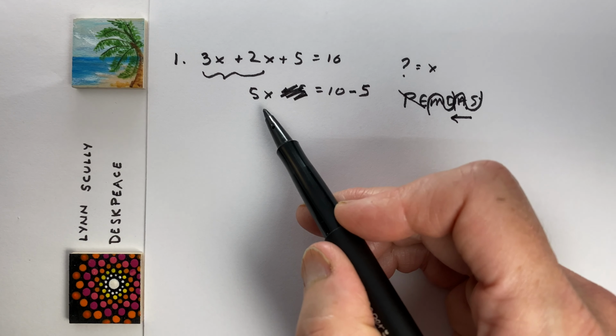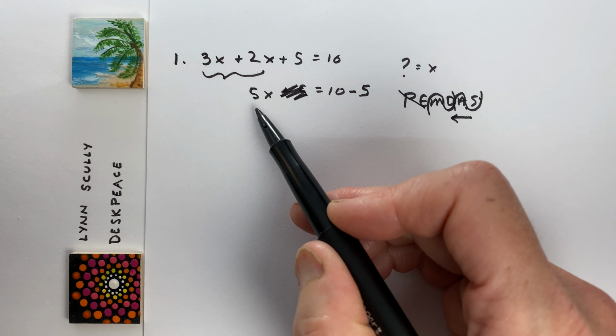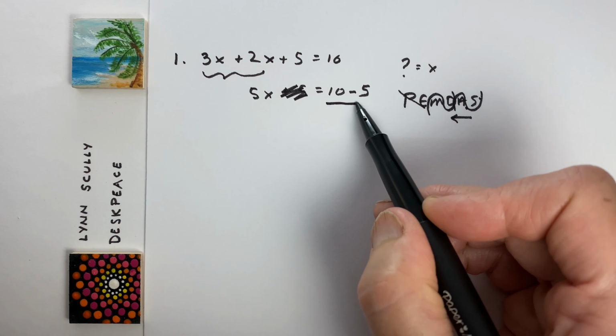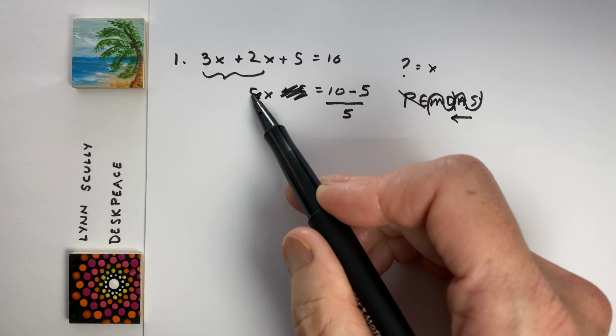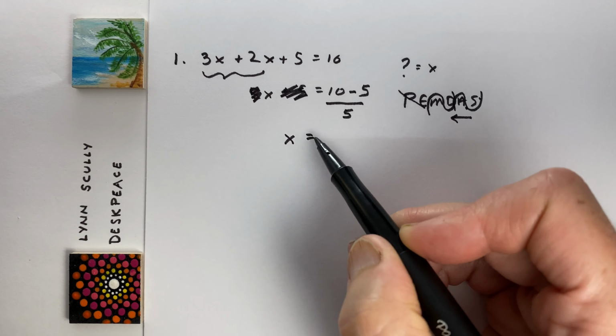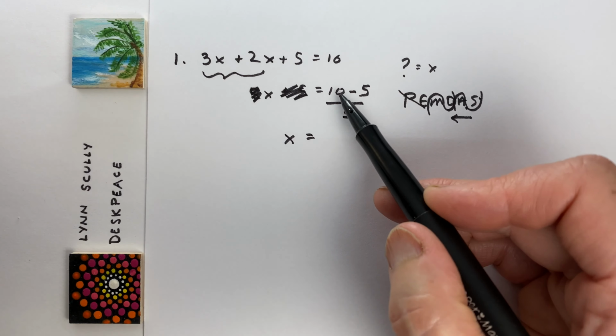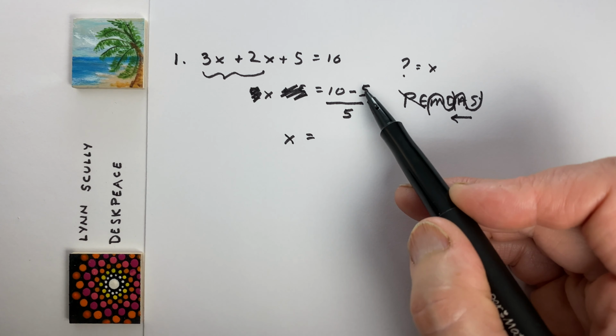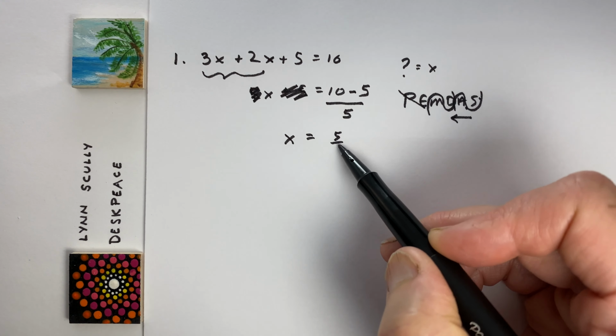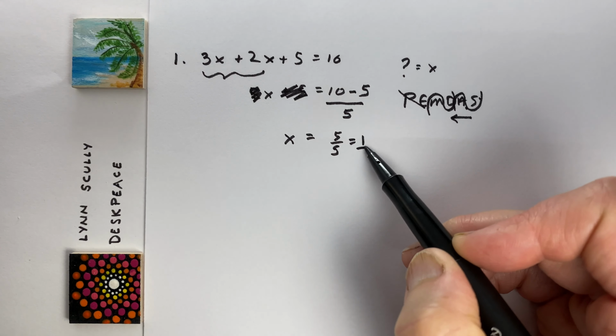Now we're almost done. Our x is almost alone. 5 is attached by multiplication. Move it by division to the other side of the equal sign. And now I'm going to do my arithmetic. 10 minus 5 is 5. 5 over 5 is 1.